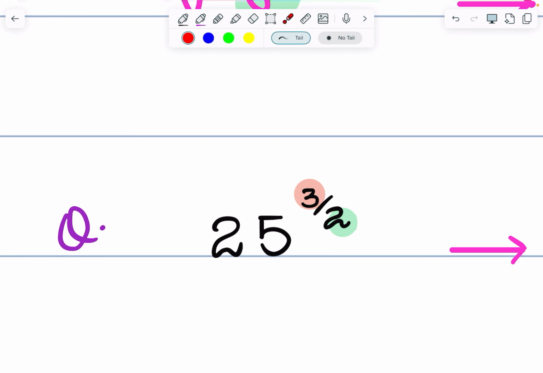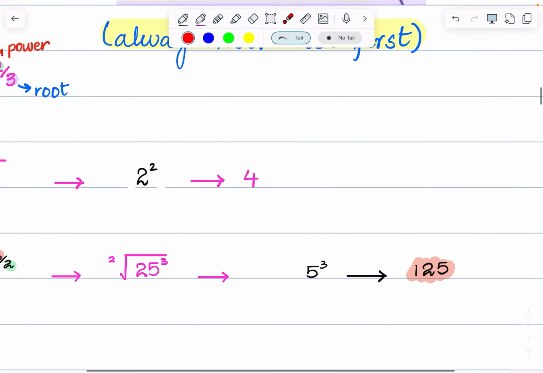Any answer? Okay. What's the square root of 25? So we're done. And what's the cube of 5? Here you go, that's your answer, simple.